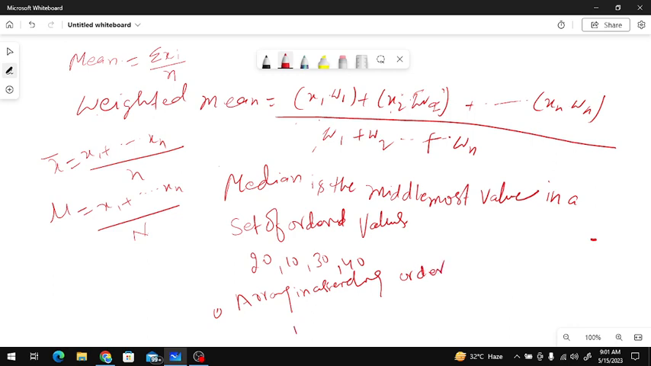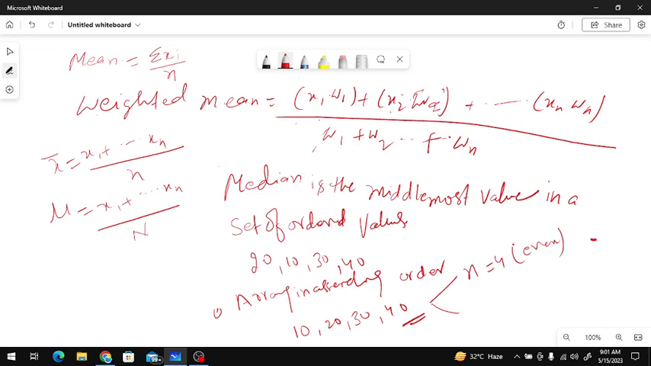So let's see, what is the lowest value? It's 10, then 20, then 30, and then 40. Then we will divide it into two parts. Is this value odd or even? So n should be like 1, 2, 3, 4, so it's even.